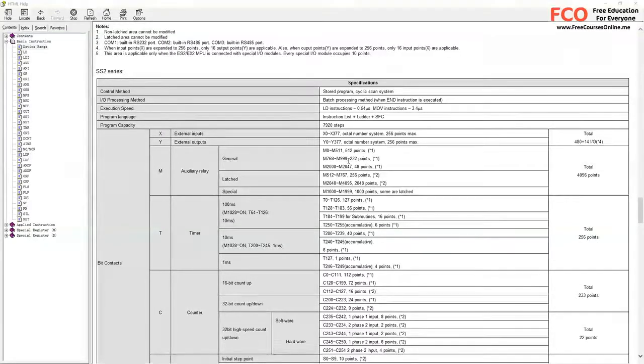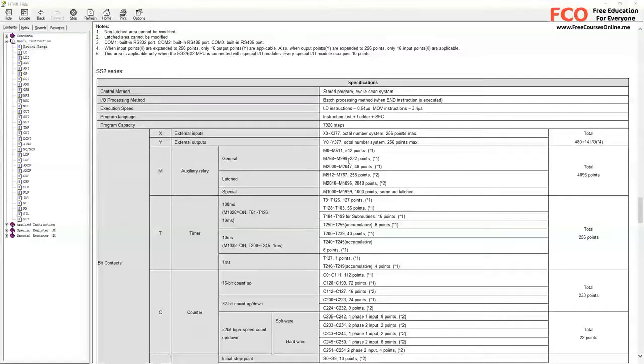Just a few other things that we need to note here: we've got the special memory bits. Often these are used for settings within the PLC. These may differ from PLC to PLC, but usually the information is quite easily accessible and you can just find out what each of the memory bits actually mean.